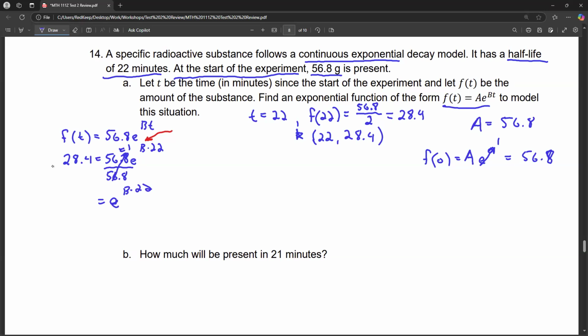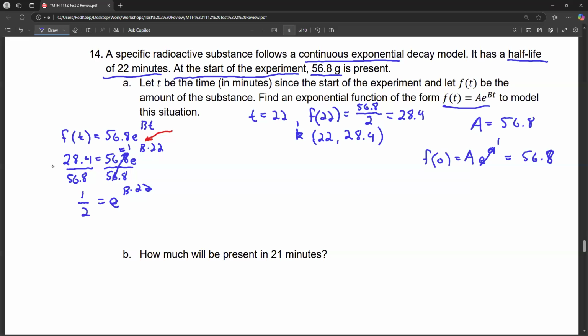And the left-hand side, 28.4 divided by 56.8. If you do that in your calculator, it might feel like a coincidence, but there's actually a good reason. This is equal to a half. And you can actually just jump to this step if you feel comfortable with that, given the information. But let's go ahead and move on.